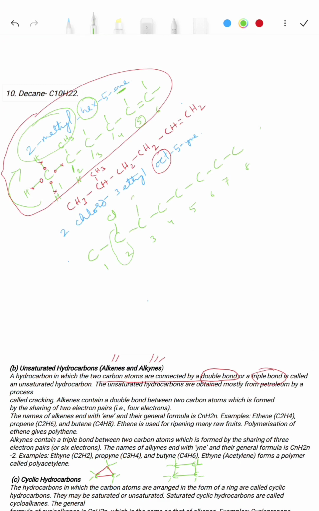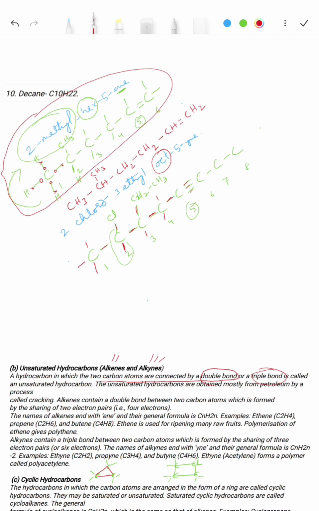That is, ethyl is CH2 and CH3. This is the ethyl group. And at the 5th position, there is a triple bond here. Now we just have to fill in the hydrogens to have the stable structure of carbon. That is, this carbon has 1 bond here, then 2, 3, and 4. And for this carbon, 1 is already here, 2, 3, and 4. For the next carbon, 1, 2, 3, 4, and here 1, 2, 3, 4.